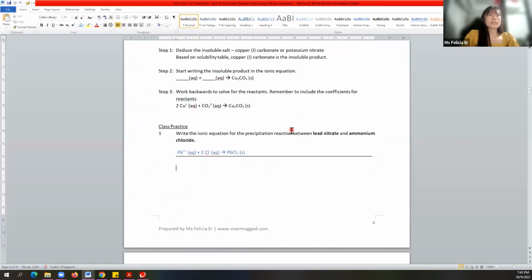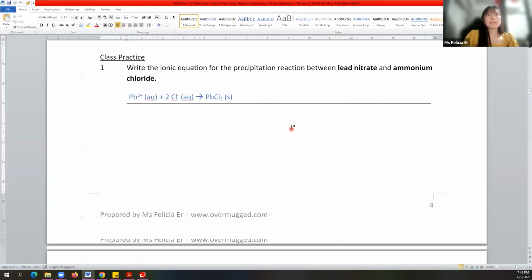Yep, so this is the answer. For lead nitrate and ammonium chloride, you either form lead chloride or ammonium nitrate. Ammonium and nitrate are soluble, so that's why the precipitate will be lead chloride. Then do you remember to balance the equation? Did you put the number 2 in front? If you didn't, can you do it as a correction? So don't be careless, okay? It's very straightforward. Lead chloride is made up of lead and chloride.